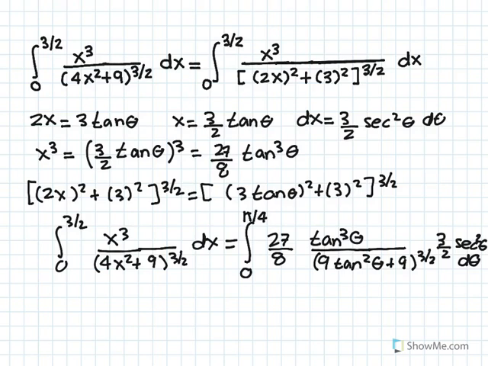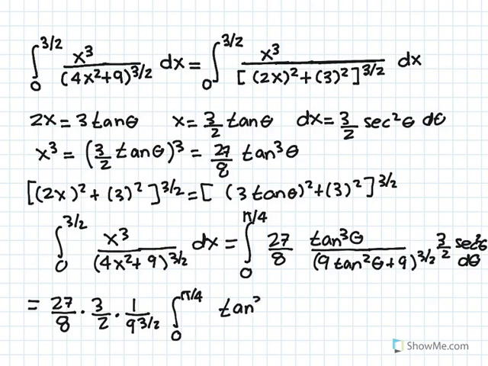All right, so let's simplify this. We get 27 over 8, removing all the constants, putting them in front of the integral. 27 over 8 times 3 over 2 times 1 over 9 to the 3/2. We can remove that from inside the brackets. 9 to the 3/2 times the integral from 0 to pi over 4 of tan cubed theta secant squared theta divided by (tan squared theta plus 1) to the power of 3/2 d theta.